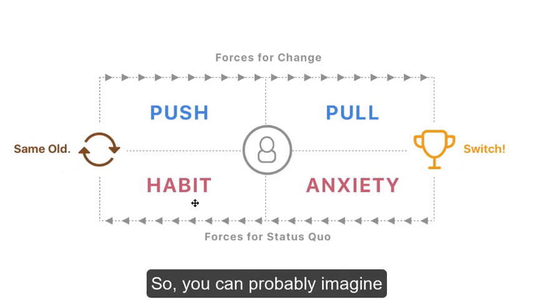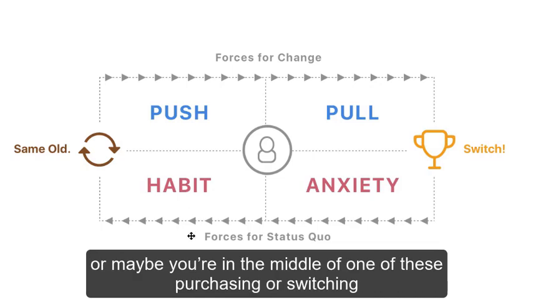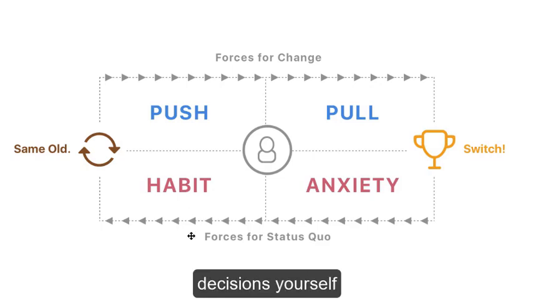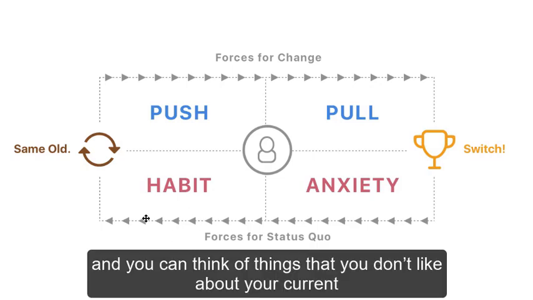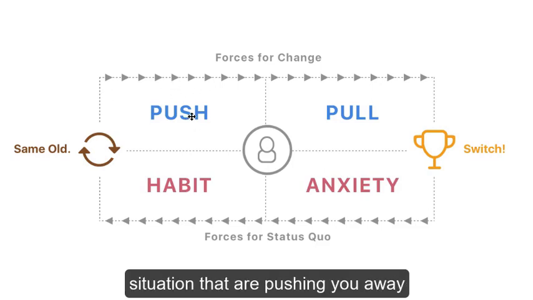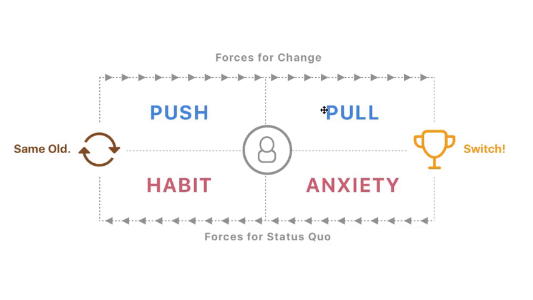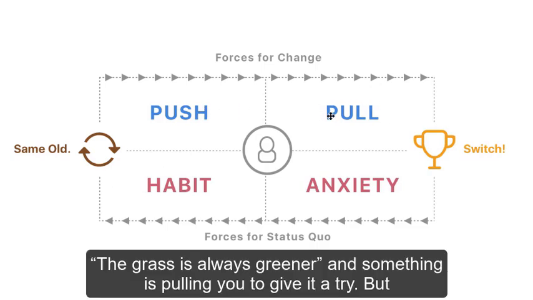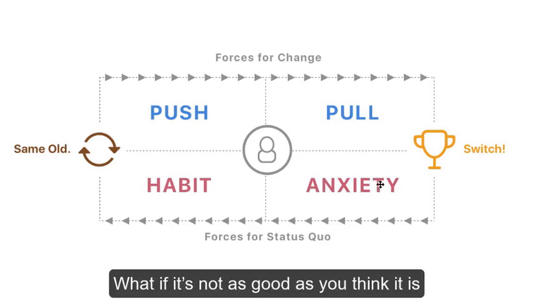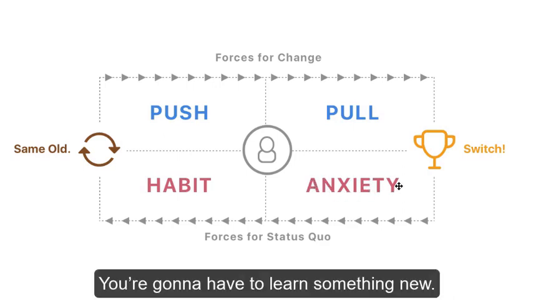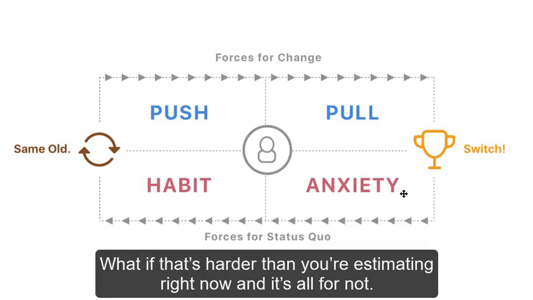and anxiety. So you can probably imagine maybe you're in the middle of one of these purchasing or switching decisions yourself, and you can think of things that you don't like about your current situation that are pushing you away. The grass is always greener. Something is pulling you to give something a try. But what if it's not as good as you think it is? You're going to have to learn something new. What if that's harder than you're estimating right now and it's all for naught?